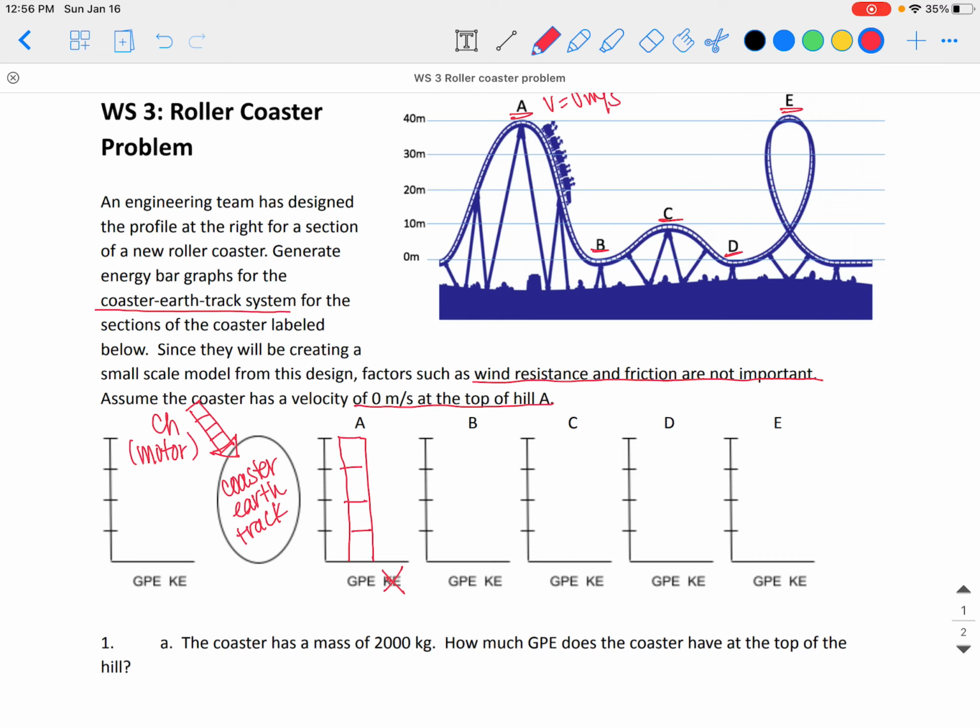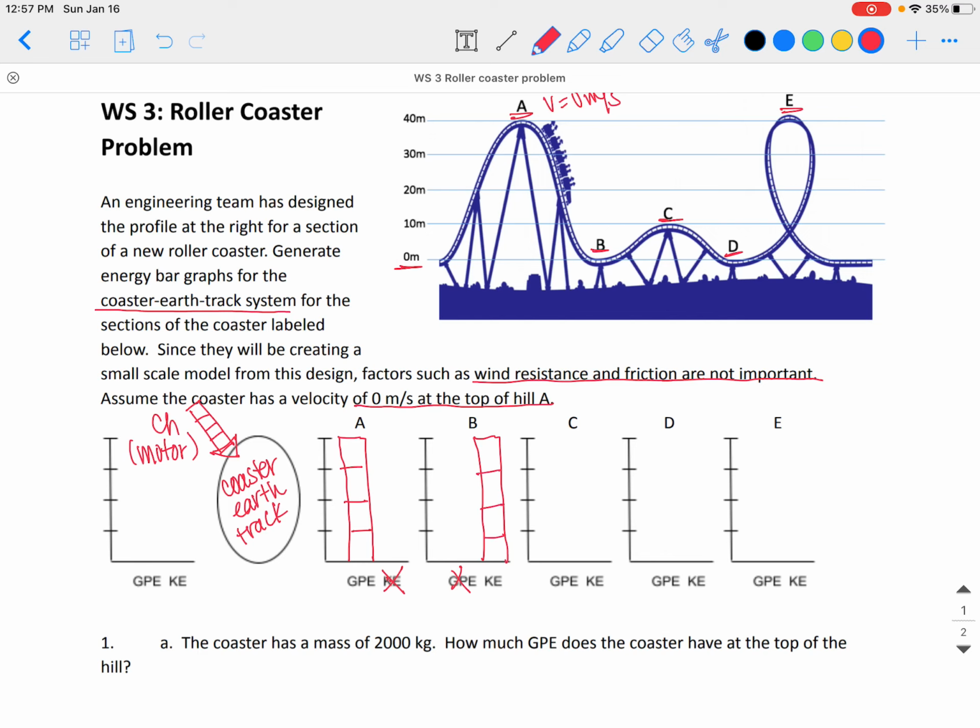For part B, it's at the lowest point. It doesn't look like it's on the ground, but if you look at the scaling here, it says that the lowest point of the roller coaster is going to be 0 meters. So there's no gravitational potential energy. And if there's no gravitational potential energy, my 4 blocks of GPE in part A is going to convert to 4 blocks of kinetic energy in part B.